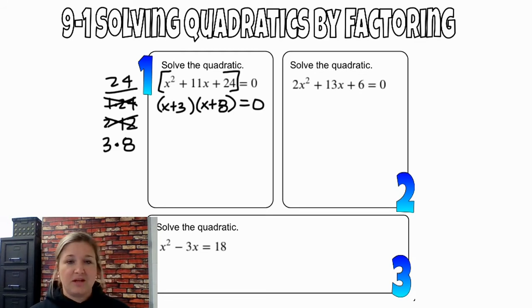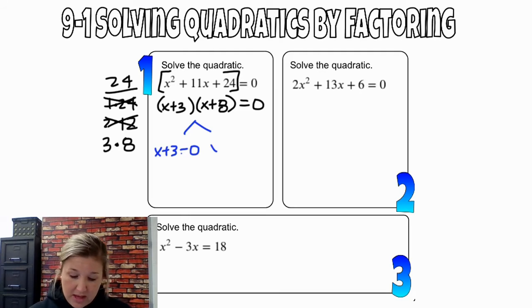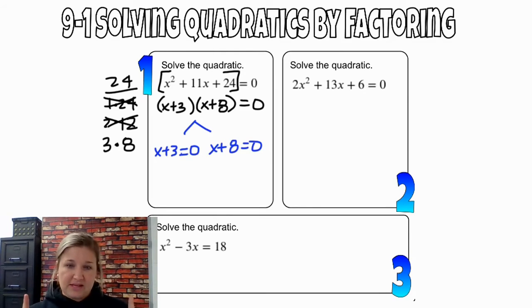Retracking back on factoring, 3 is here, 8 here. It doesn't matter the order. So here I have two things, x plus 3 and x plus 8, and when I multiply them together, I get 0. This is where that property comes into play. What do we know about one of those things? One of those things has to be 0. So either x plus 3 has to be 0 or x plus 8 has to be 0. One of those two things has to happen.